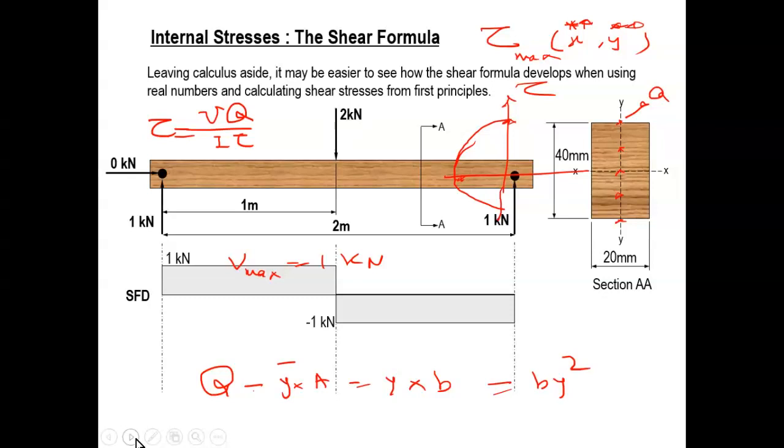You don't have to derive it. This is just a simple justification why this is quadratic, all right?